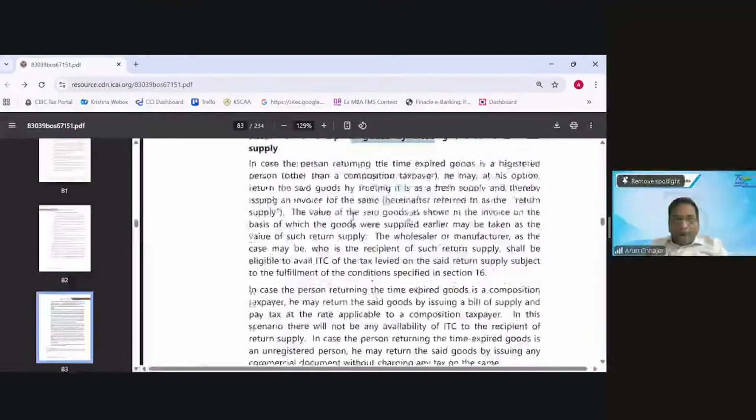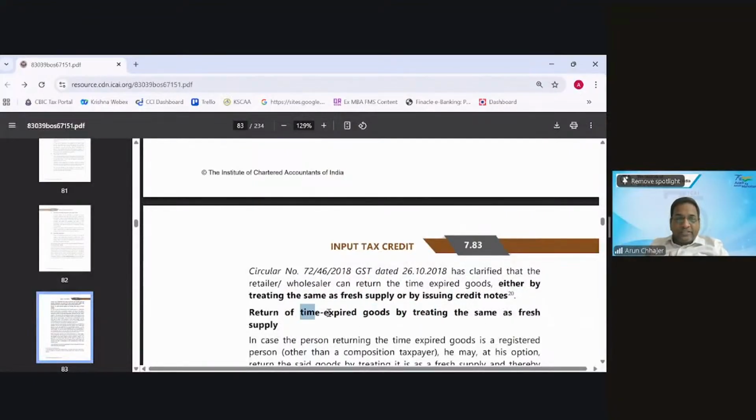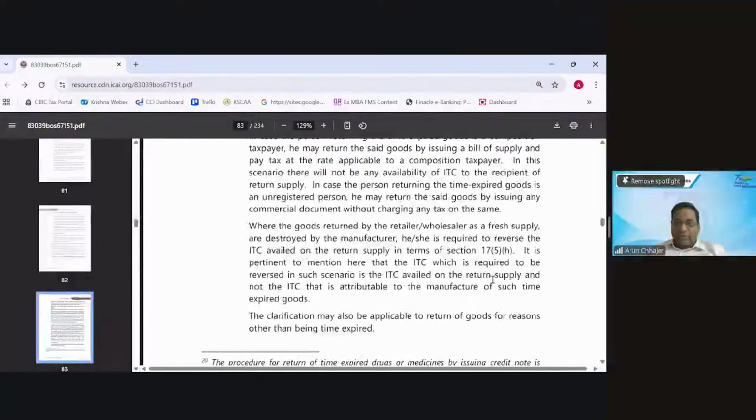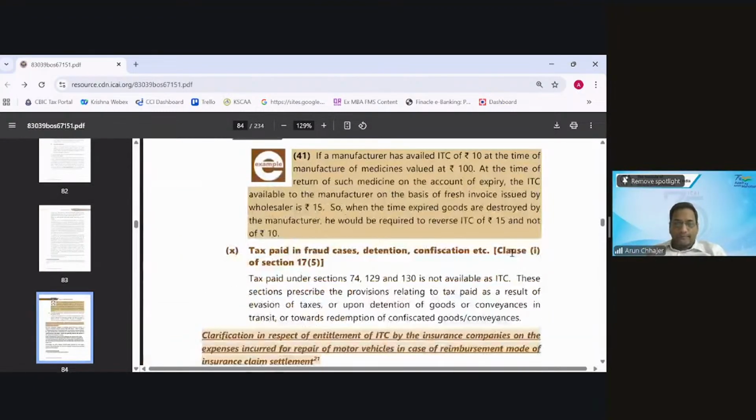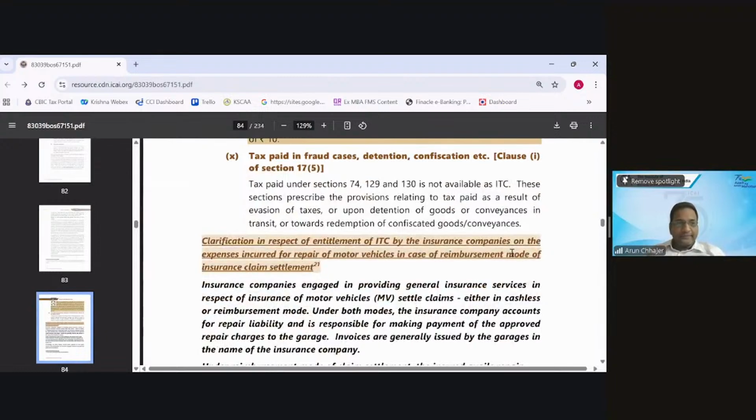Because it is an expired medicine, a time expired medicine. So if you have sold to me, will I use it for further sale or will I destroy it? I am the manufacturer of the medicine. I have taken that back from you. Will I use it further or will I destroy it? Answer is I will destroy. Therefore, the circular has used the reference of 17(5)(h) because I will destroy. So ultimately, I have to reverse the corresponding ITC. Okay.